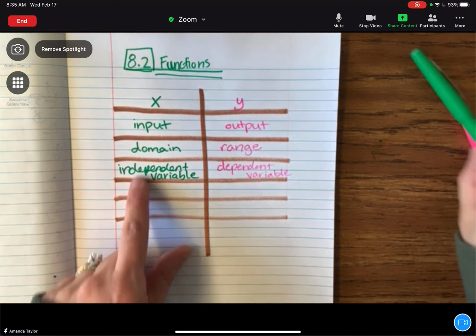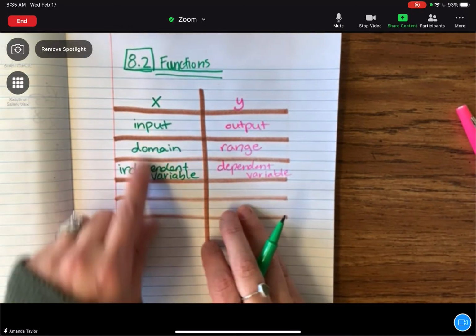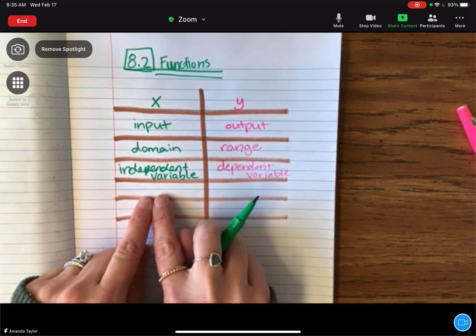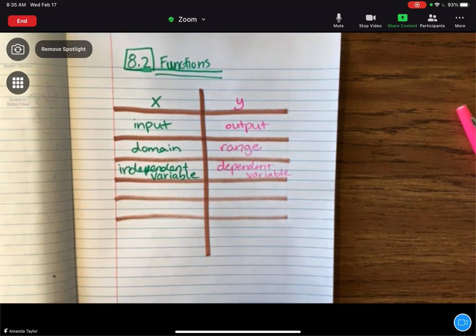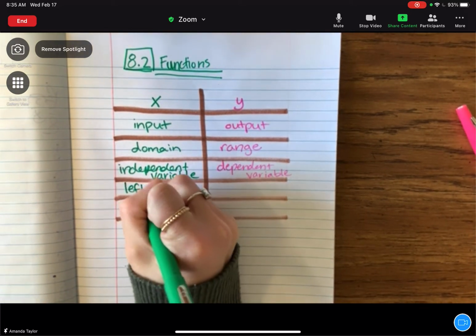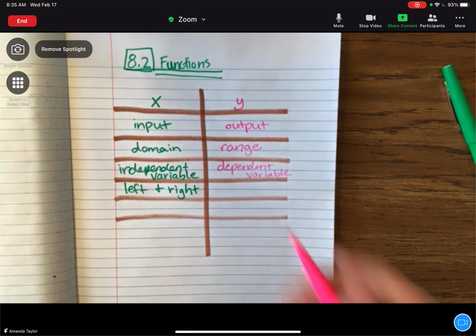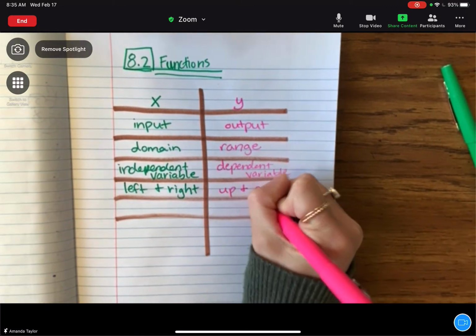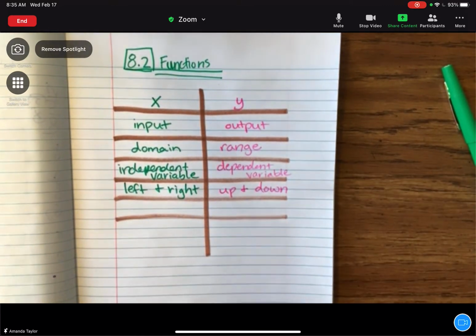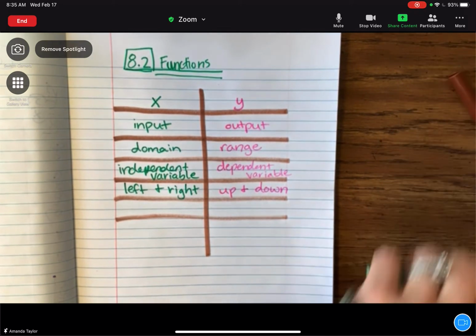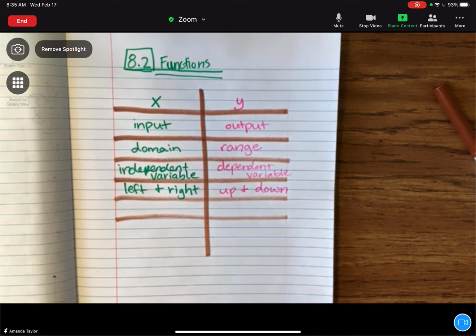We can add this. So if I'm plotting a point with an X and a Y, the X is I start at the origin and I go which way? Left and right. And then the Y's go up and down. Thank you, Leah. All right, that's one page of functions.